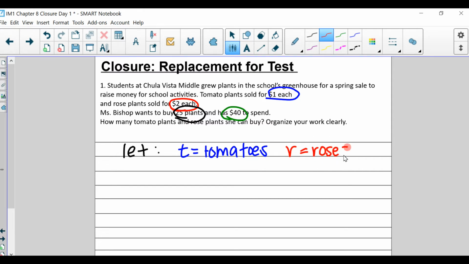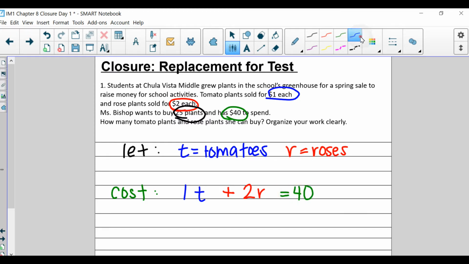All right. Next thing we're going to do is set up the equations. And the equations look like this. Well, one of them, if we notice, is going to be a cost equation. And then the other one is going to be the quantity equation, meaning how many are there. So I'm going to write over here, cost. And with cost, let's break down the costs. So it costs $1 for tomatoes, and it costs $2 for roses. And how much money does Miss Bishop have to spend? She has $40 to spend.